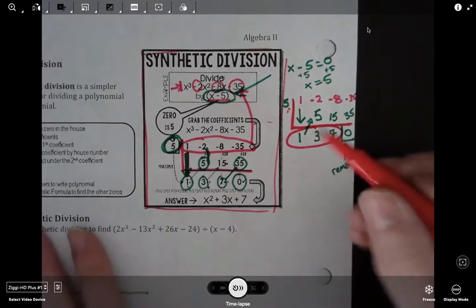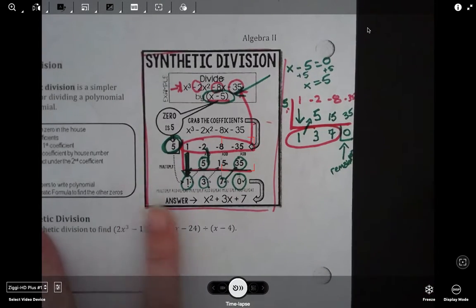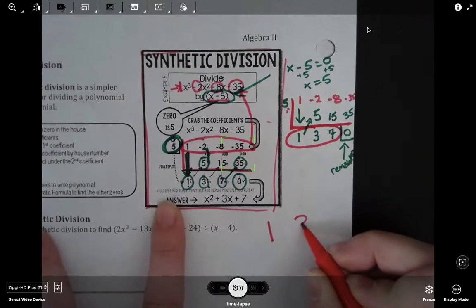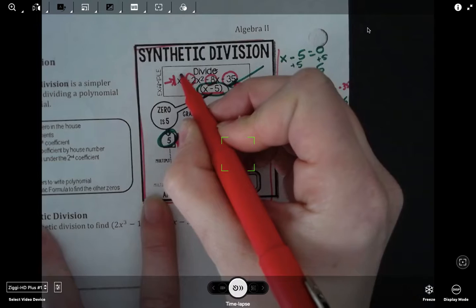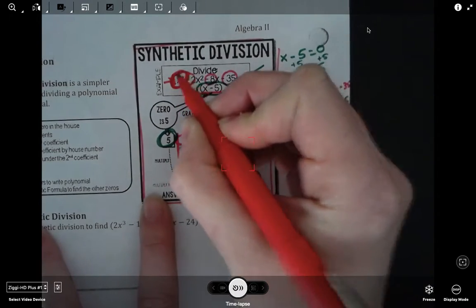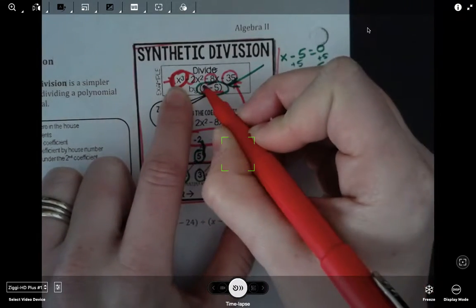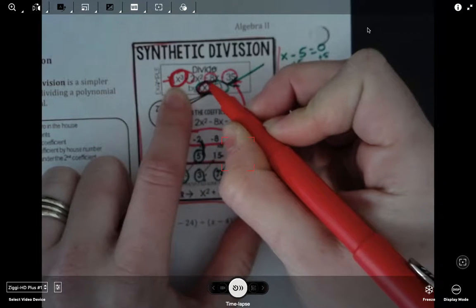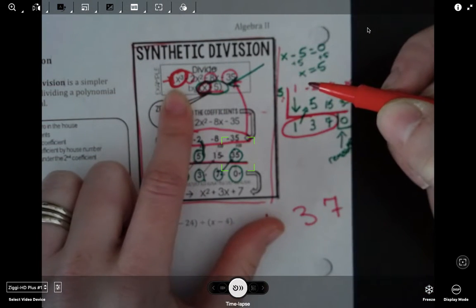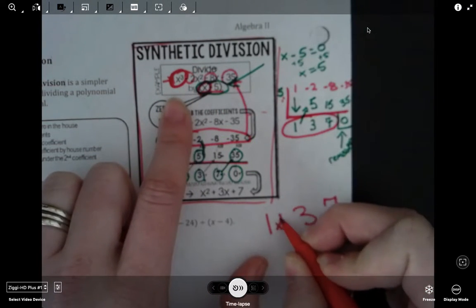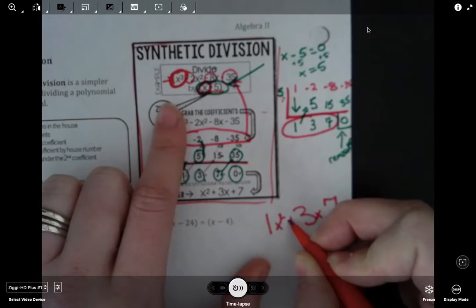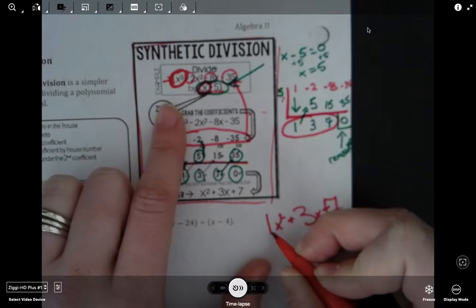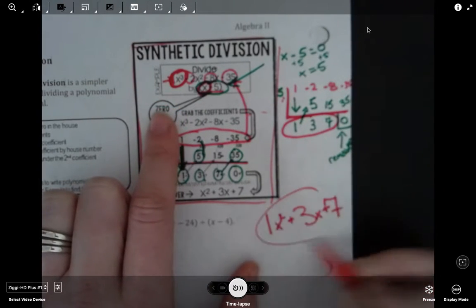So here's what we're going to do. I have 1, 3, and 7, right? 1, 3, 7 are my answers. I started with the highest power, x to the third power, right? And if I divide by an x, what should my power be now? X squared. So this is going to be 1x squared. This is going to be 3x, and that's going to be 7 with no x attached to it. I'm going to apply my positives. 1x squared plus 3x plus 7 is my final answer.